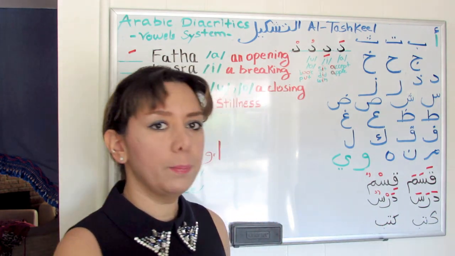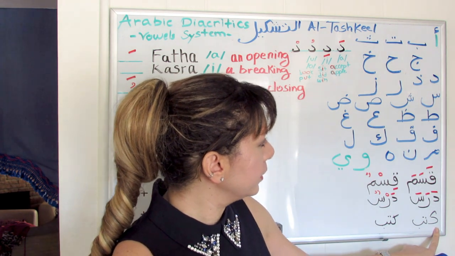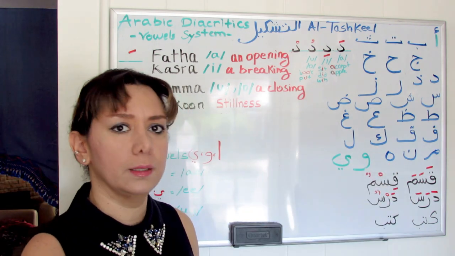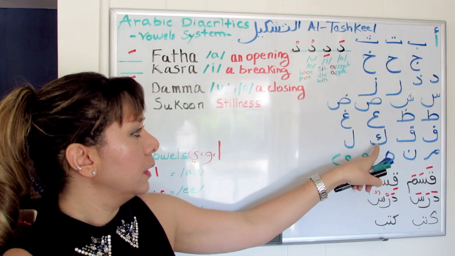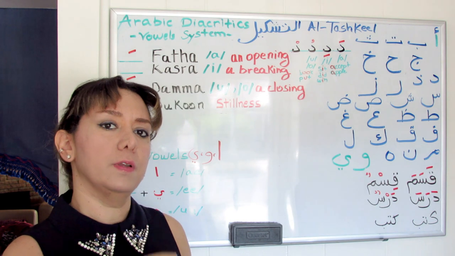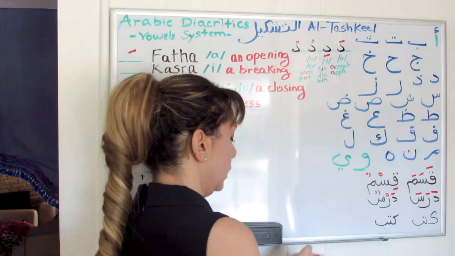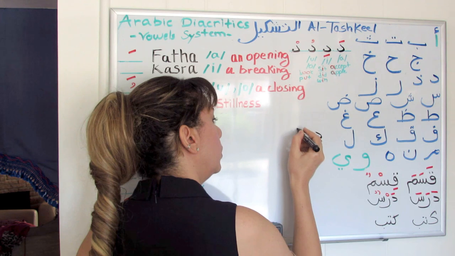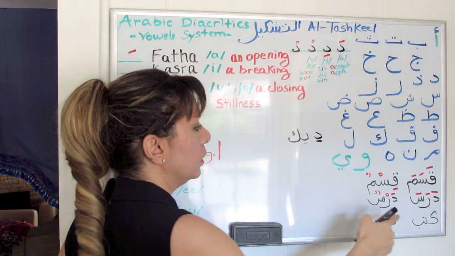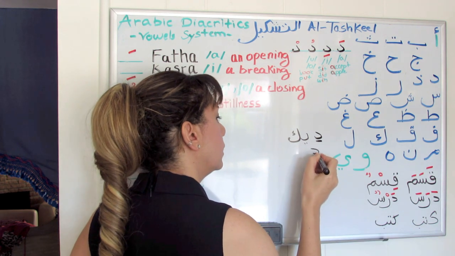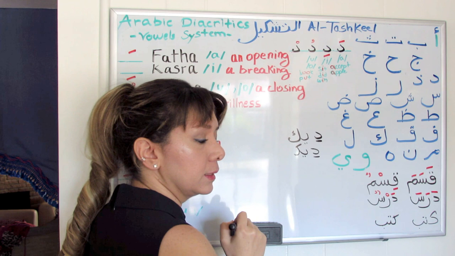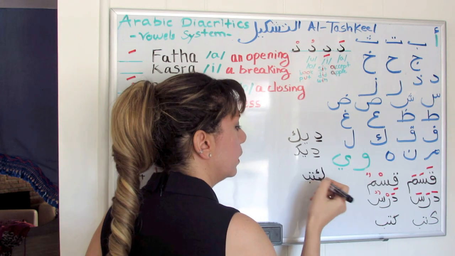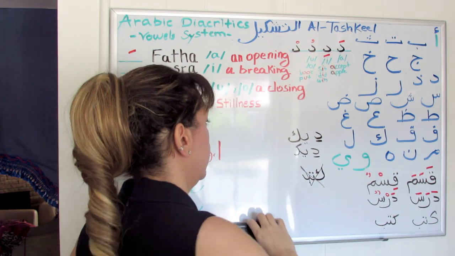Third one, kataba. The first letter, kaf, is this one, but it's written differently. Kaf may be written this way if it's at the end. For example, in the word deek, rooster, we may write it this way, or the way I wrote it initially. But I cannot write kataba this way. That's incorrect.